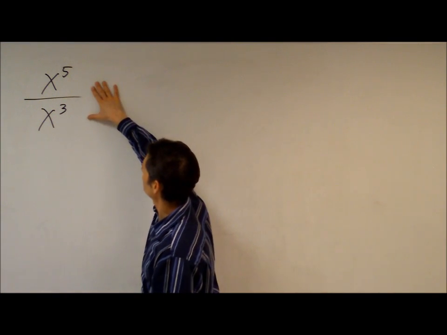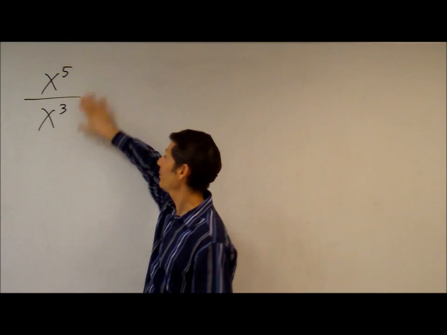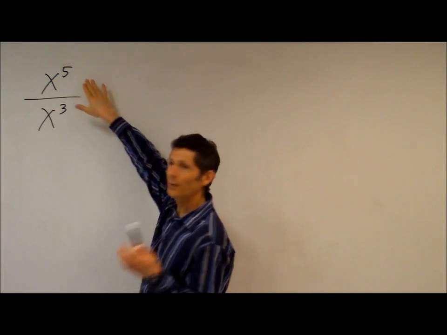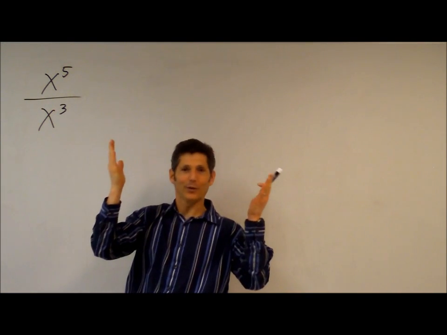So this should be very familiar. I have this little fraction here. I have x to the 5th on top, x cubed on the bottom. I want to simplify it. A couple of ways to do it. In my head, I still think about this.